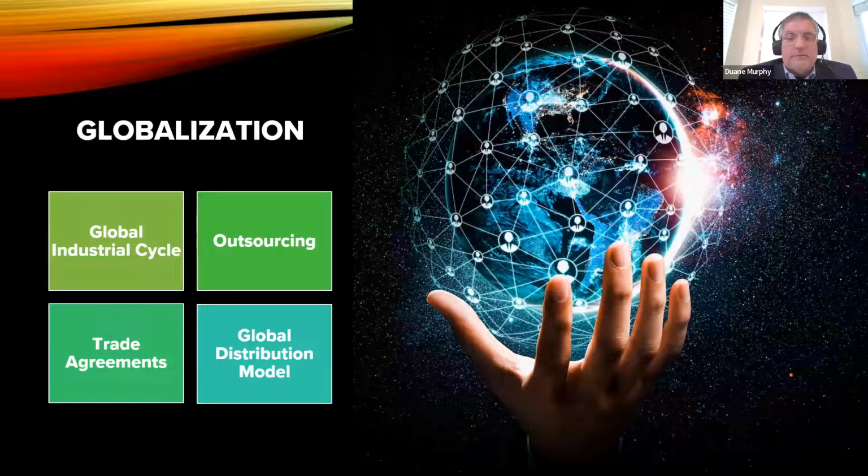The global distribution model, the distribution chain of manufacturer to consumer, how goods move through the sales process, manufacturing, marketing, and e-commerce. And with the advent of internet shopping, how the global distribution model has changed significantly.